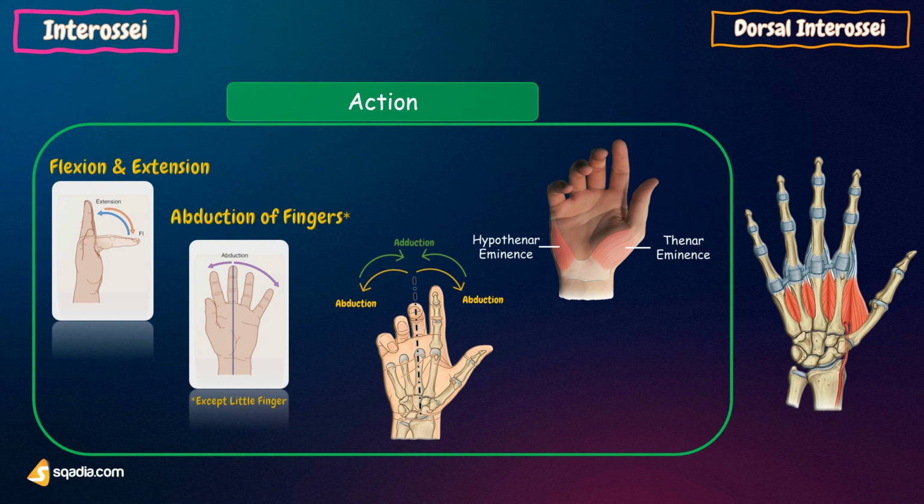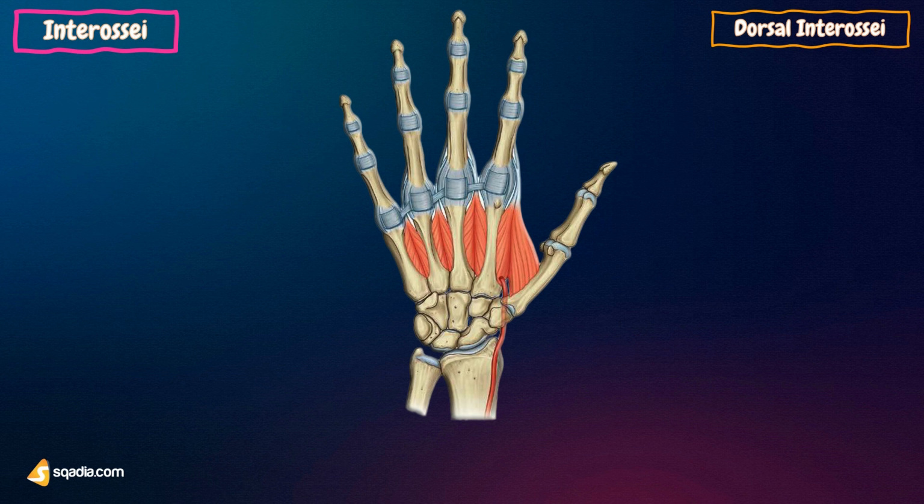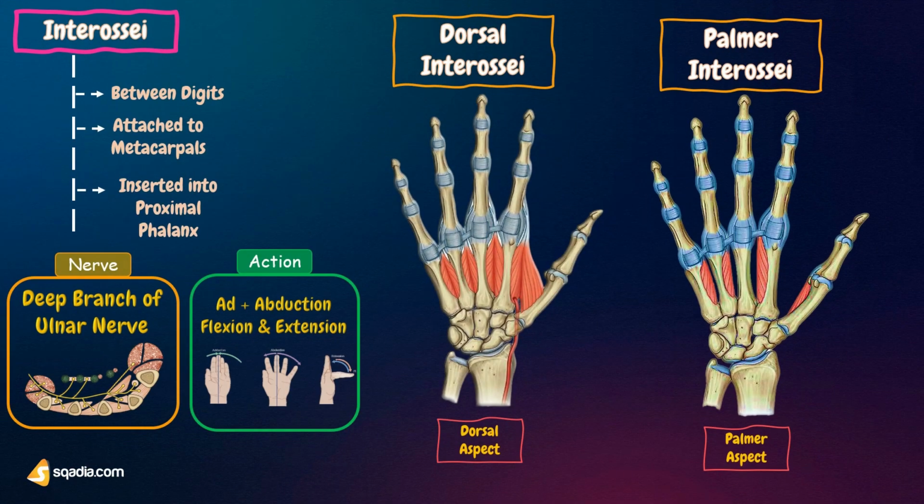The thumb and little finger have their own abductors in the thenar and hypothenar muscle groups, respectively, and therefore do not have dorsal interossae. The radial artery passes between the two heads of the first dorsal interosseous muscle as it passes from the anatomical snuff box on the posterolateral side of the wrist into the deep aspect of the palm.